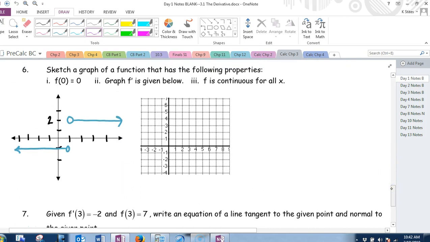Next, we are going to sketch a graph of a function that has the following properties. 1, f of 0 is 0. 2, the graph of f prime is given below, so we're kind of going backwards this time. This is f prime. We're going to go to the original function. And 3, f is continuous for all x. So again, that means the left-hand limit is equal to the right-hand limit, which is equal to f of, I'll say, a. All right, so what do we know?